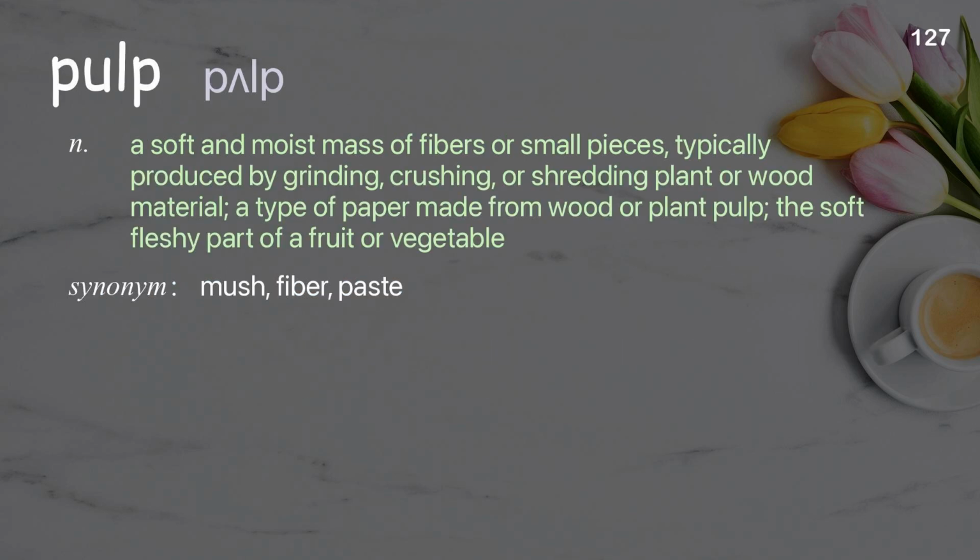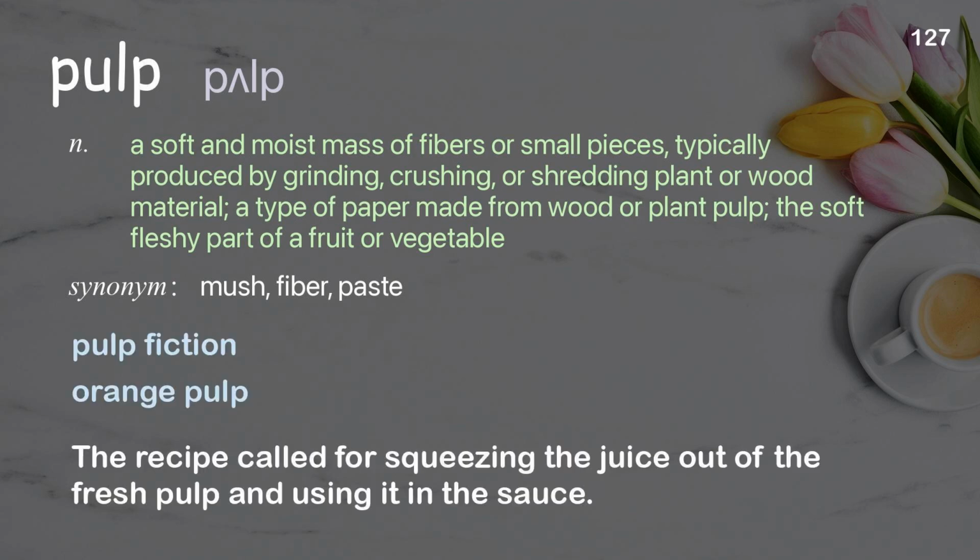Pulp. A soft and moist mass of fibers or small pieces, typically produced by grinding, crushing, or shredding plant or wood material, a type of paper made from wood or plant pulp, the soft fleshy part of a fruit or vegetable. Examples: pulp fiction, orange pulp. The recipe called for squeezing the juice out of the fresh pulp and using it in the sauce.